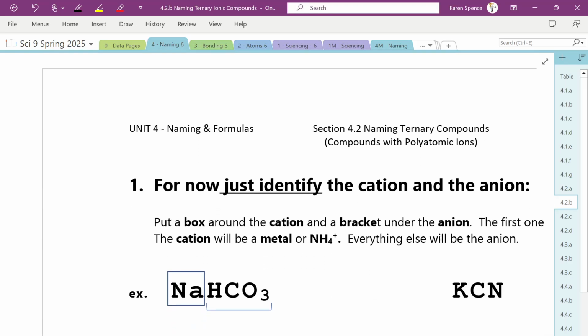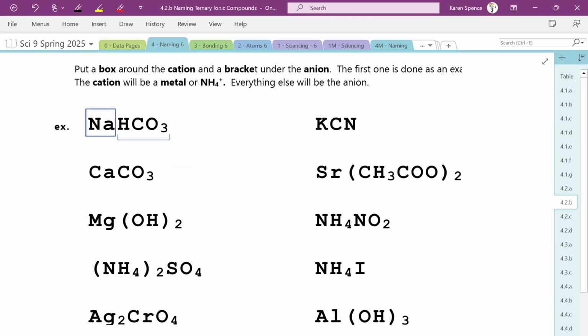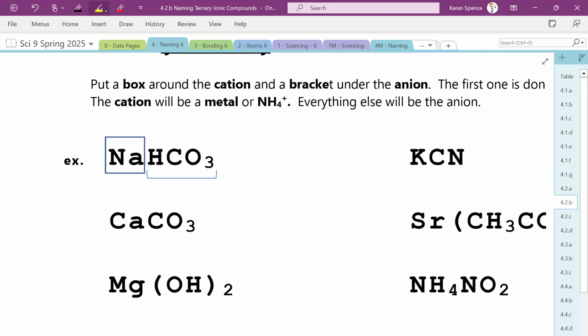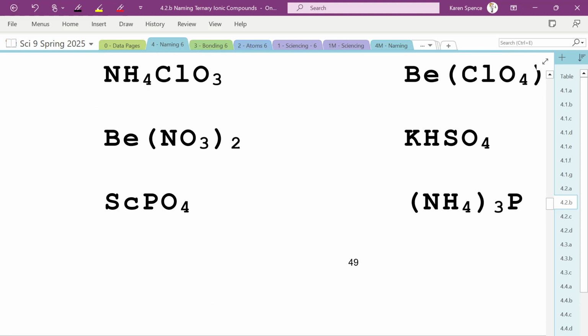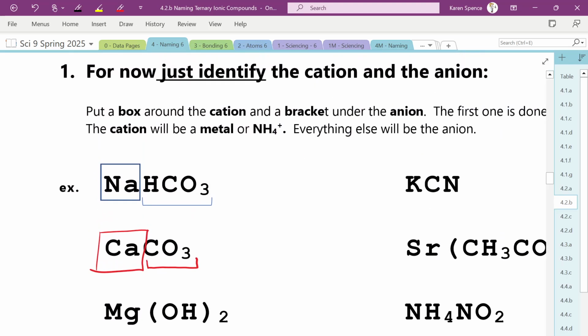So what we're going to do is, for now, I'm going to get you guys to put a box around the cation and then a little bracket under the anion. You don't have to name it just yet. Just see if you can identify the cation and the anion. So this is on page 49. Give those a try, unless you've already written the quiz, in which case you can just keep moving ahead. Okay, I'll have enriched stuff available tomorrow, but I think some of you are going to start running out of things quite soon.